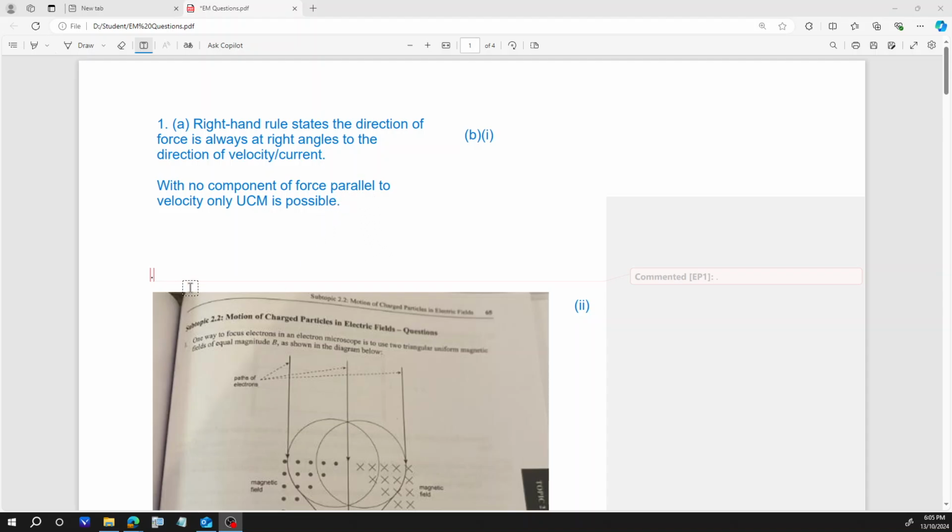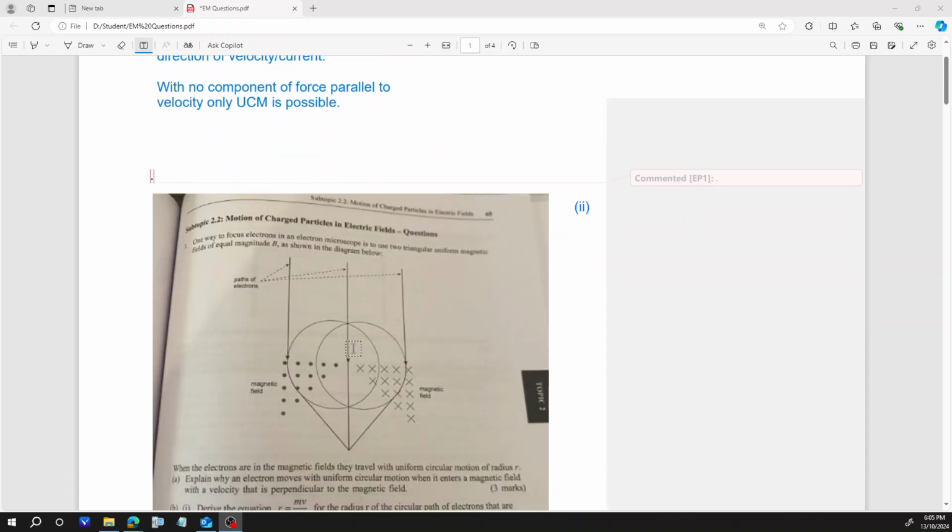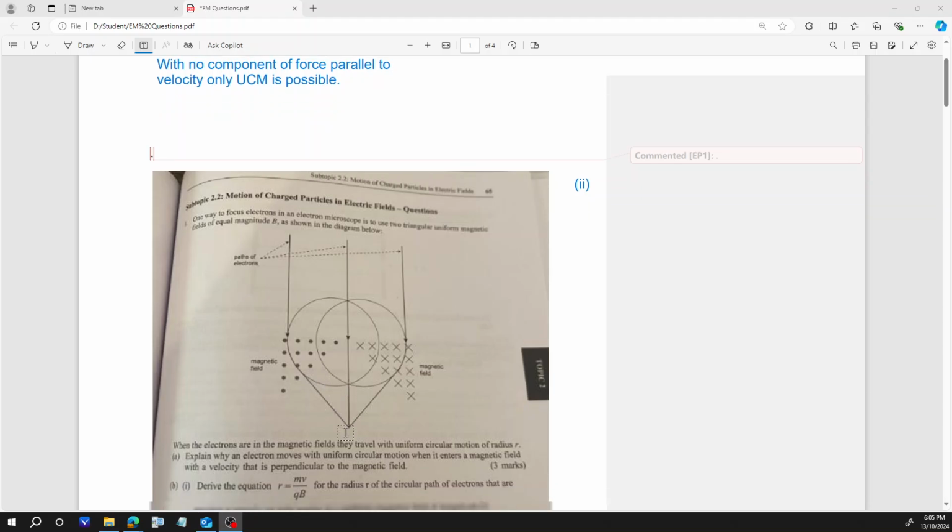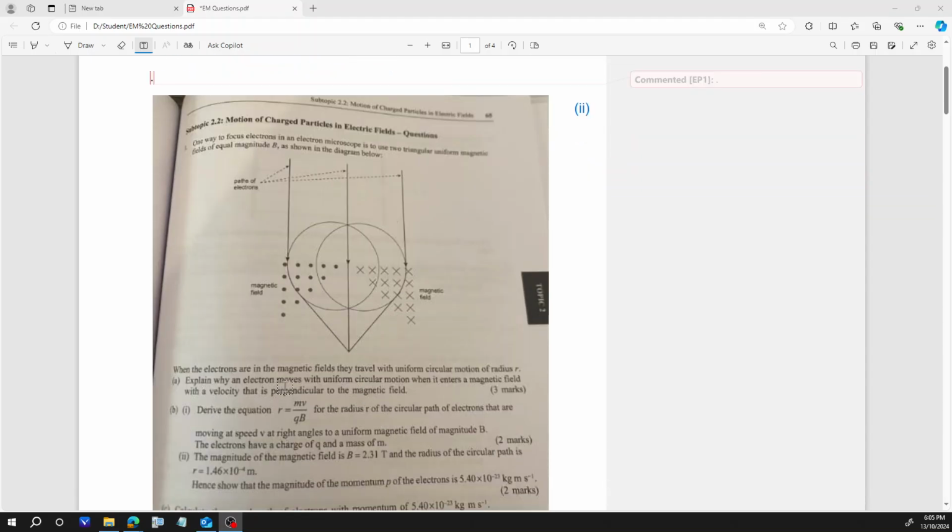First question: one way to focus electrons in an electron microscope is to use two triangular uniform magnetic fields of equal magnitude B, as in the diagram below. You can see we've got fields coming out of the page and fields going into the page, and these electrons seem to bend into a focus at a point. When electrons are in the magnetic field, they travel with uniform circular motion. Explain why an electron moves with uniform circular motion when it enters the magnetic field with velocity perpendicular to the magnetic field.